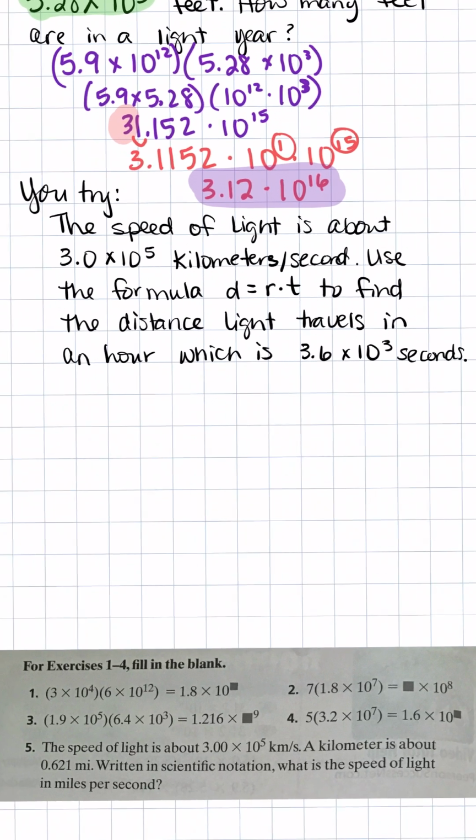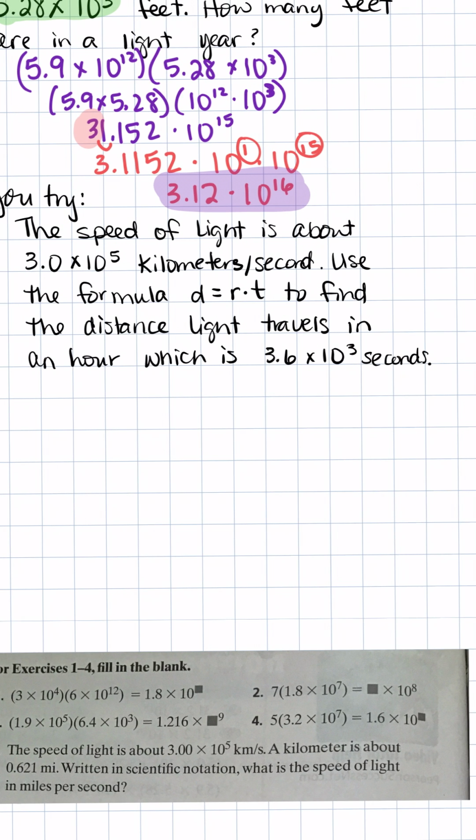You go ahead and try this next one on your own. The speed of light is about 3.0 times 10 to the 5th kilometers per second. Use the formula distance equals rate times time to find the distance light travels in an hour, which is 3.6 times 10 to the 3rd seconds. So you are just multiplying this times this. Press pause, figure it out, come back to me when you're done.